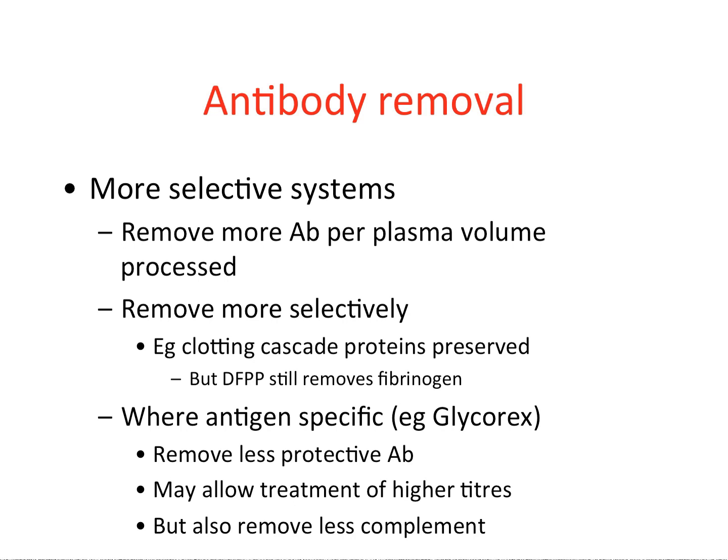So in general, the more selective the system, the more antibody will be removed per plasma volume processed. Now, Glycorex, who make the blood group A and B columns, will argue that by using antigen-specific removal, you'll get rid of less protective antibodies. You may allow treatment of patients with very high titers. But of course, there are downsides to this as well. There's a cost downside, and you also remove less complement, and it may actually be quite a good thing to be removing complement during plasma exchange prior to antibody incompatible transplantation.